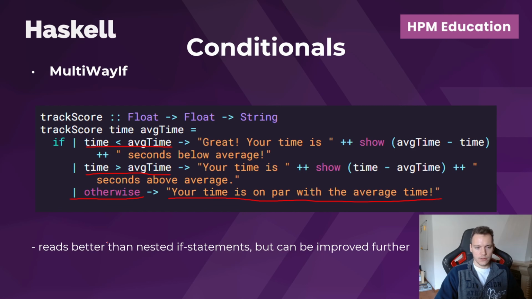So with this, we have basically the second iteration of our track score function, which covers all the cases, and we can see this reads a lot better than nested if statements. It's all on the same level. It's much easier to understand what's going on in the code, but we even have some other ways to improve it further.